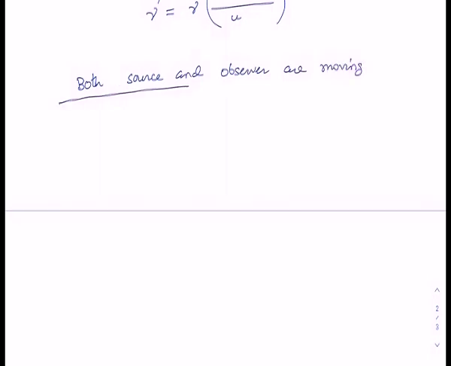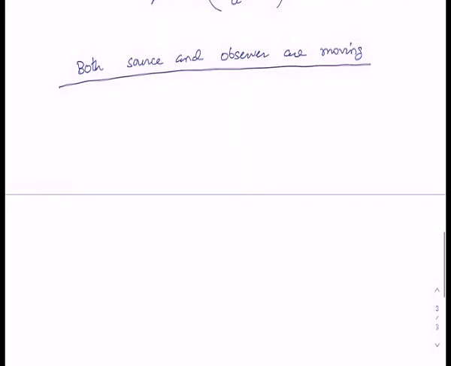Let us analyze this interesting case, where suppose the source is moving towards the observer. Suppose both of them are moving towards each other. The source is moving with velocity capital U and the observer is moving with velocity, say, capital V. And now our goal is to find out what is the frequency as measured by the observer.